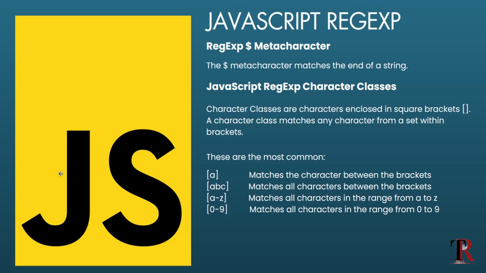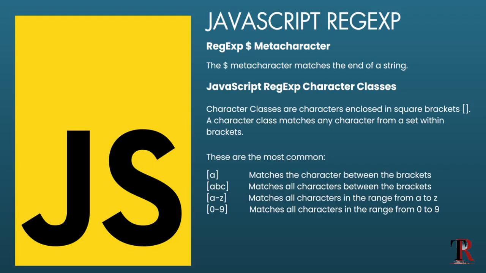Now, JavaScript regex character classes. Character classes are characters enclosed in square brackets. So when we talk about character classes, they are characters that are enclosed in square brackets. A character class matches any character from a set within brackets, which means that when you want to know if a character class matches, it must be one of the characters that is within the brackets.